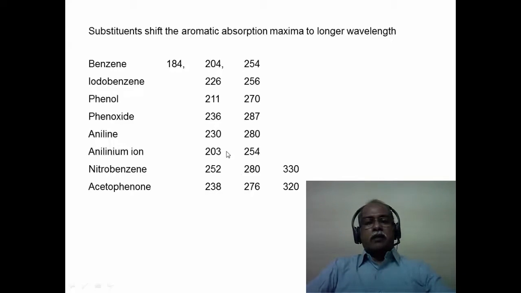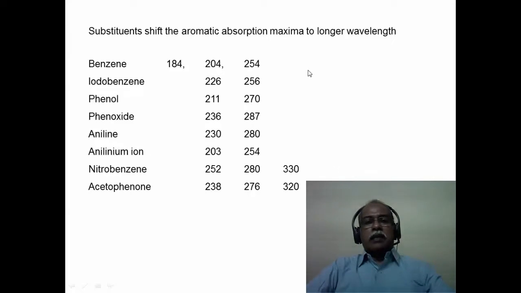It's interesting to see that aniline essentially shifts the benzene absorption, by the auxochromic effect of the amino functional group, from 204 nanometer to 230 nanometer, essentially because of the participation of the lone pair of electrons on the nitrogen in the aromatic ring. However, if the lone pair is protonated, the spectrum essentially appears like a benzene spectrum. This is 204 and 254, whereas the anilinium ion is essentially like a benzene kind of a structure, 203 and 254. In other words, the auxochrome effect is diminished once the nitrogen lone pair gets protonated in the case of aniline to anilinium ion.